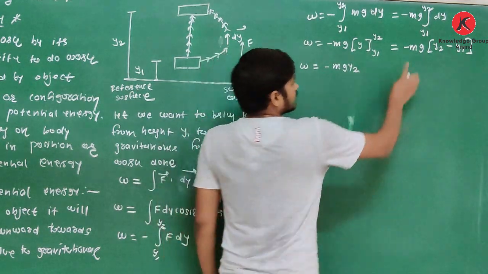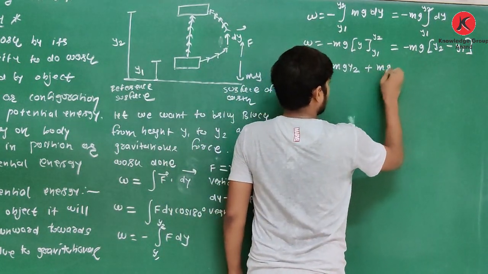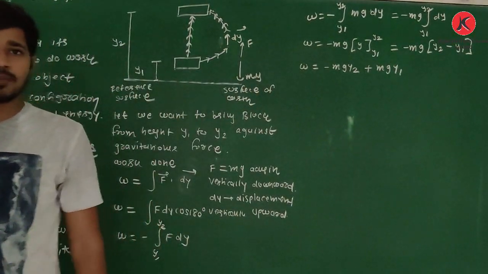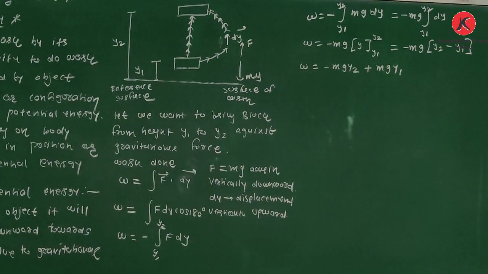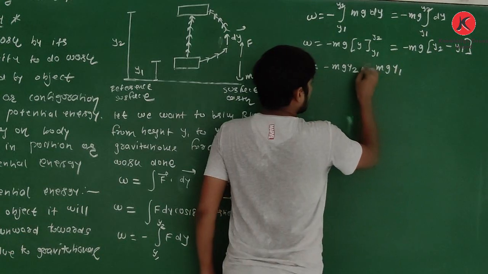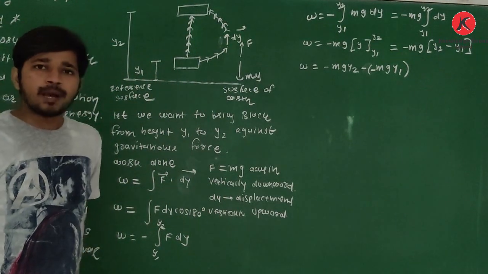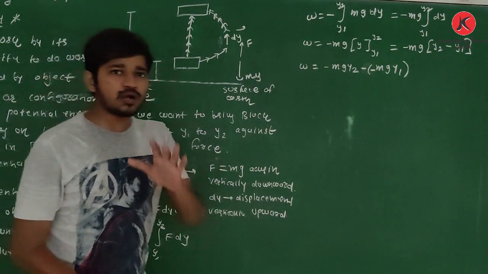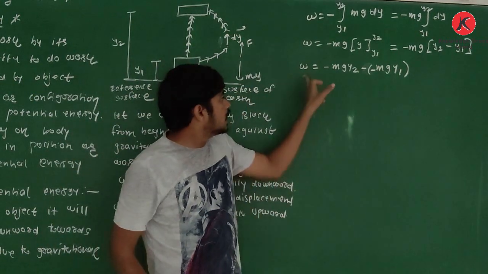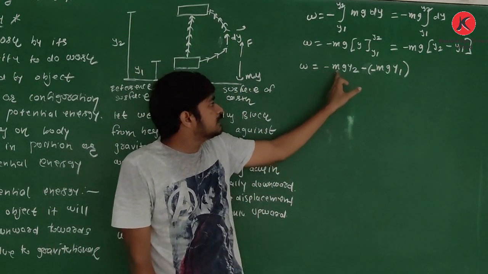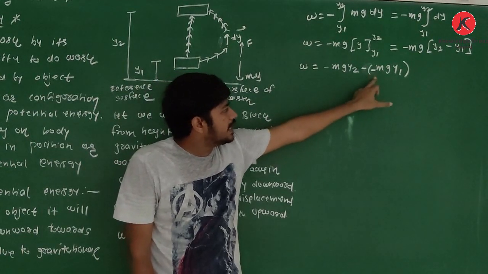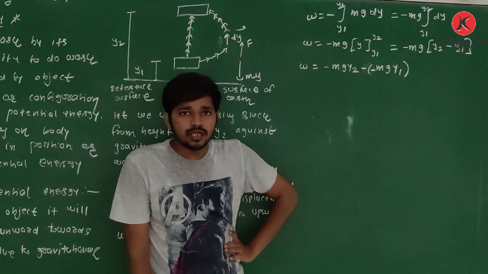Minus mg y2. This minus minus will become plus mg y1. Clear about this? Okay, W is equal to minus mg y2 plus mg y1. And I can also write this term as minus mg y1. Yes or no? So now see, that is one interesting result. W is equal to minus mg y2 minus mg y1. Yes or no?